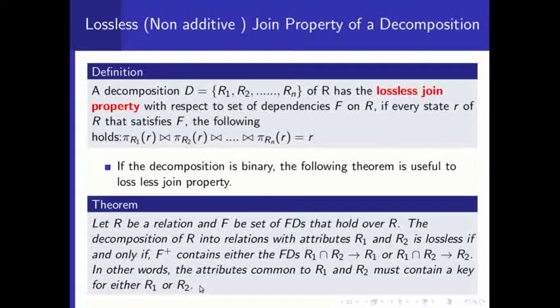If this condition is satisfied, then you can say this decomposition is a lossless join decomposition. For example, if we have a relation schema R(A, B, C) and we divide it into AB and BC, what is the attribute in common? The attribute in common is B. Then B must be a key of either the first relation, AB, or the second relation, BC. This is an easy test for lossless join decomposition.